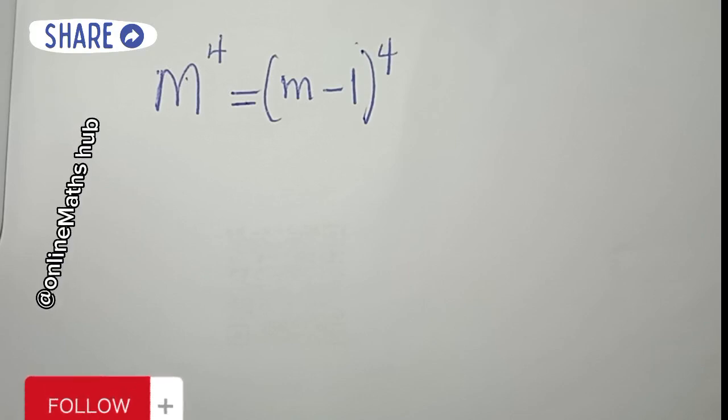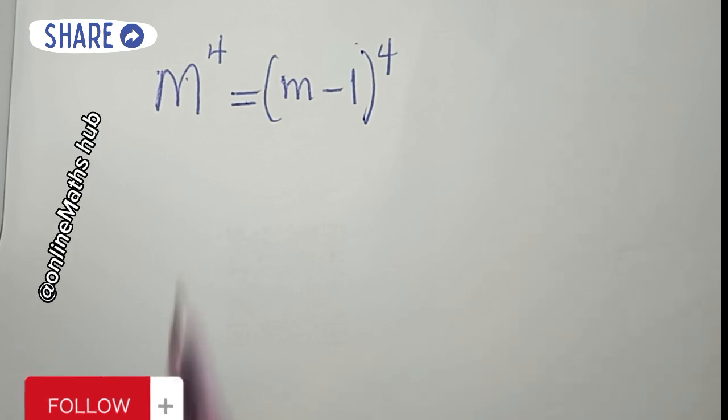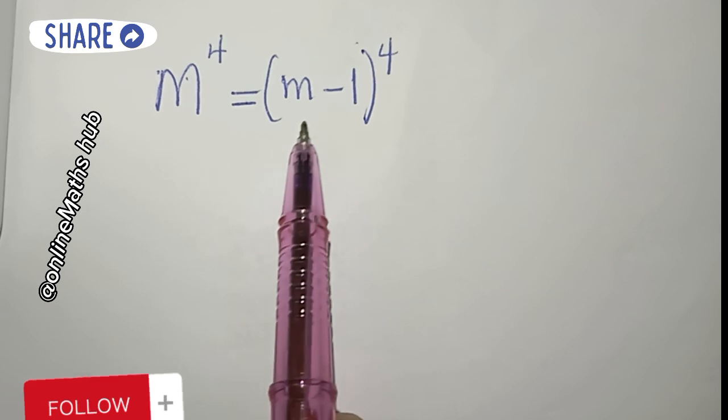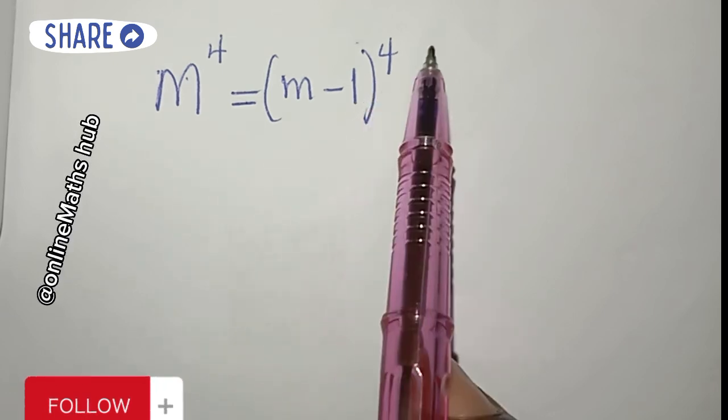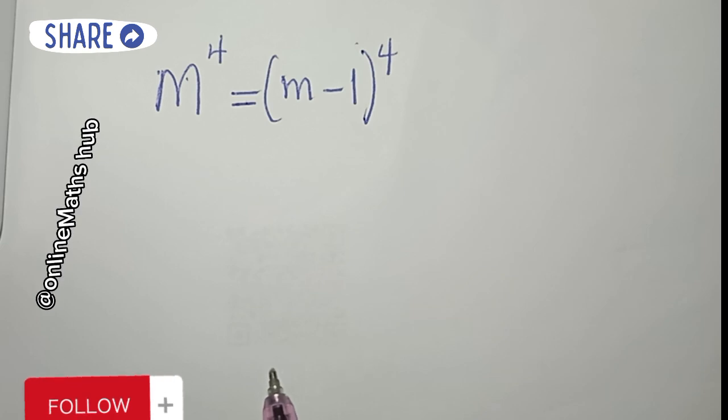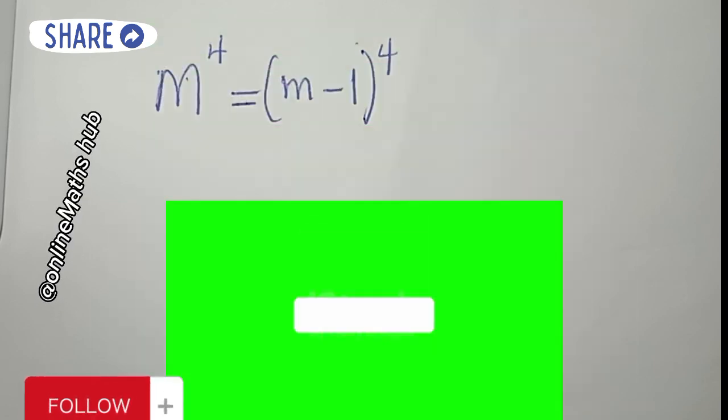We have this problem right here to solve. So this is m^4 = (m - 1)^4. And of course, we want to find out the values that actually satisfy this equation. So that's what we are going to be doing in this video.